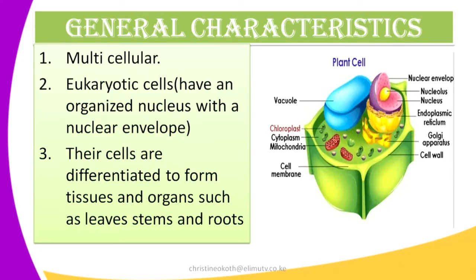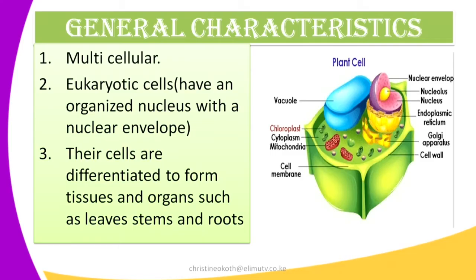Next thing that identifies an organism as a plant, they have eukaryotic cells. You can look at our illustration. They have an organized nucleus with a nuclear envelope. So you can identify where the nucleus is, the yellowish part, then the pinkish part there is what we call the nuclear envelope.